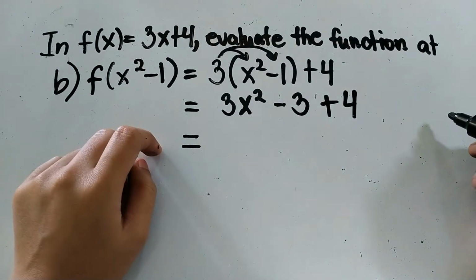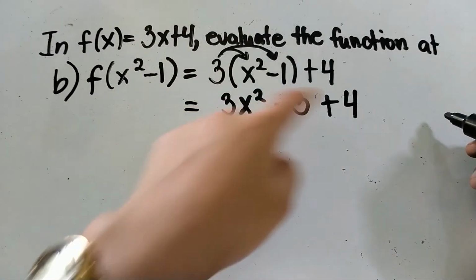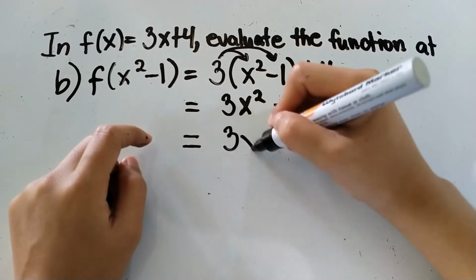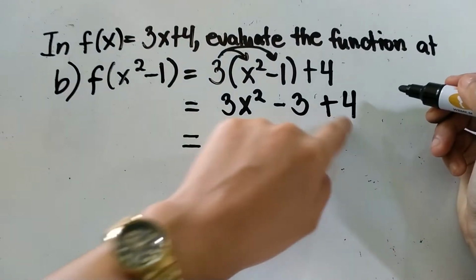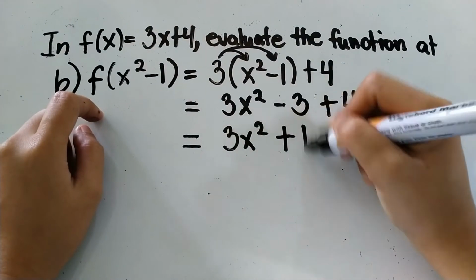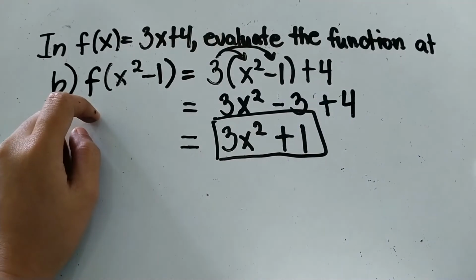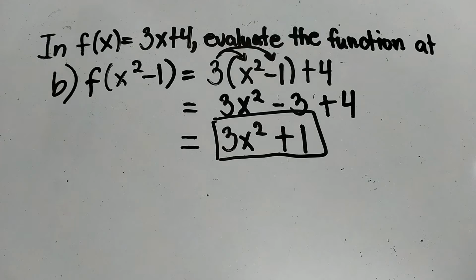And, mayroon ba tayo similar terms? Yes, we have. So this one, wala naman siyang kaparehong variable. So we'll rewrite 3x squared. Then we have two constants, negative 3 plus 4. So that the answer is plus 1. And that is our final answer. So pag variable ang ating x sa function, possibly na magkaroon din siya ng variable. So, wag matakot, just do the process step by step.